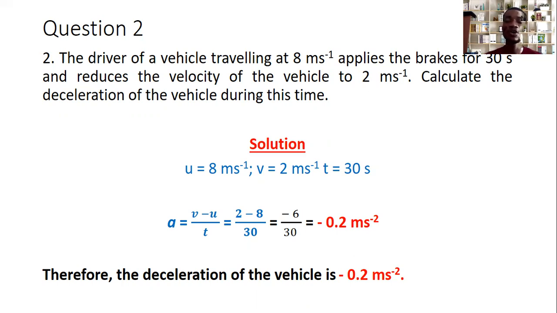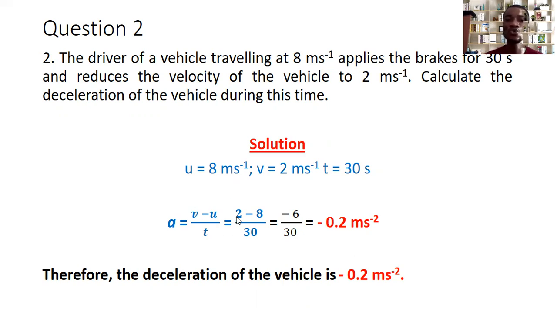So there is a reduction in the speed, and that is going to result in negative acceleration, which we call deceleration. So again, bring out all the parameters given to you in the question for easier solution. So our initial velocity is 8 meters per second, final velocity is 2 meters per second, and then our time is 30 seconds. So the equation for acceleration is given as a equal to v minus u over time taken. So let's substitute the value again.